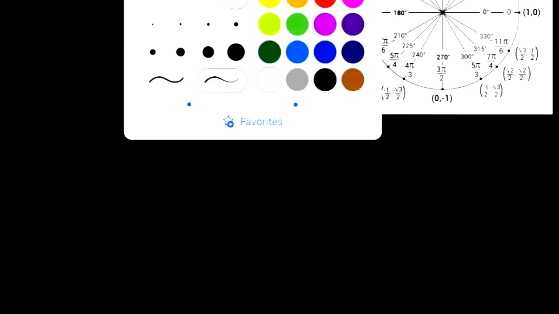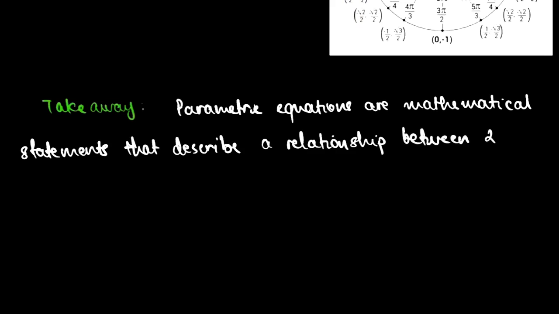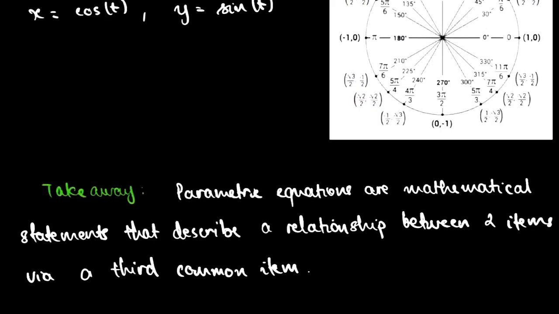So the takeaway point here from this quick, simple example is that parametric equations are mathematical statements that describe a relationship between two items via a third common item. So in the example of the unit circle, in order to calculate x and y, we relate x and y through the parameter t. In this case, t is not only called the angle for the unit circle, but also the parameter for the parametric equations.